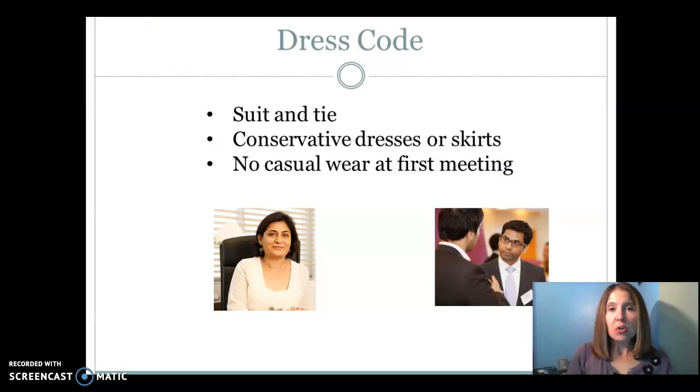Formal dress code, especially in the business setting when you're first meeting someone, is appropriate in India. So suit and tie for a gentleman, conservative dresses or skirts for women would be appropriate in a business setting.